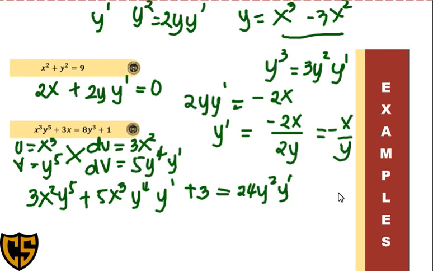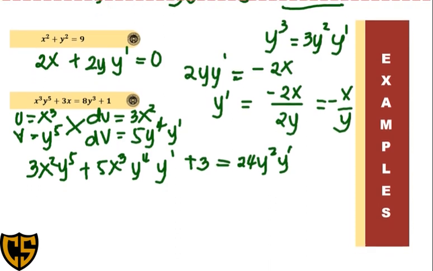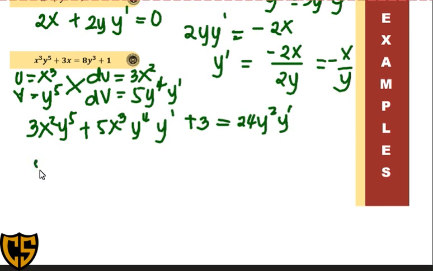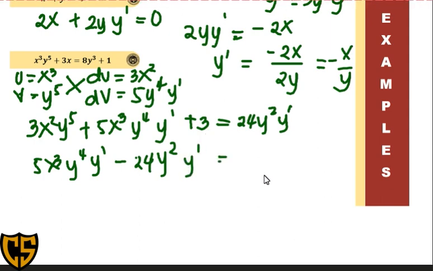So, tanan-tanan nga may y prime, ibutang sa left side of the equation, and then tanan-tanan nga wala y prime, butang sa right side of the equation. So we will have 5x cubed y to the 4th y prime minus 24 y squared y prime is equal to, so we will have, isahin na natin ang aton nga function. So we will have 3.